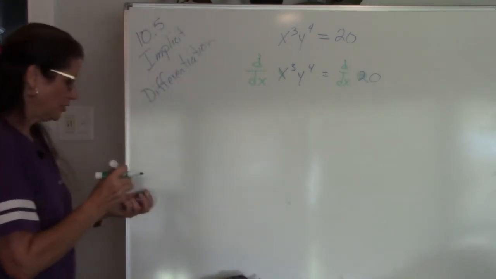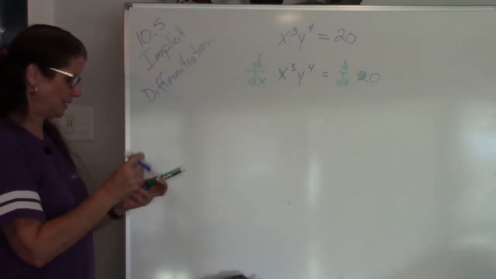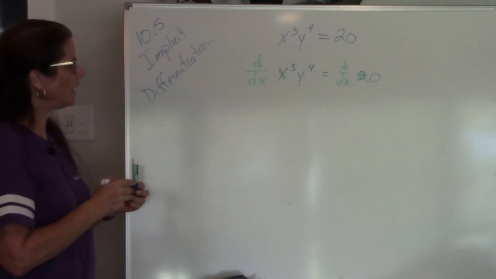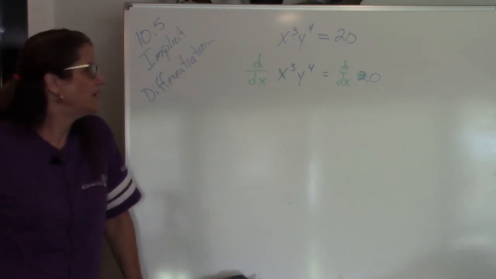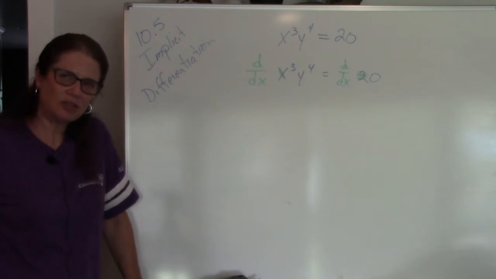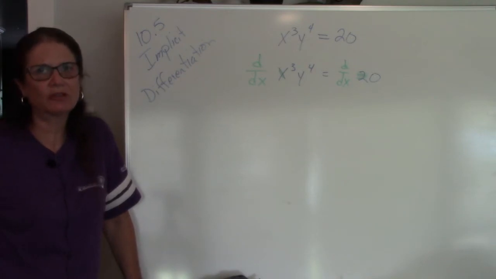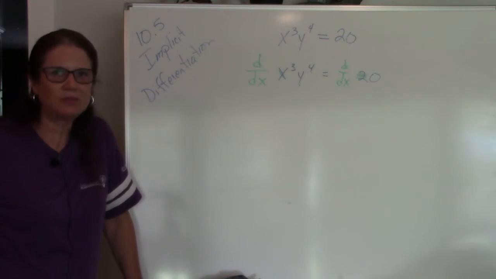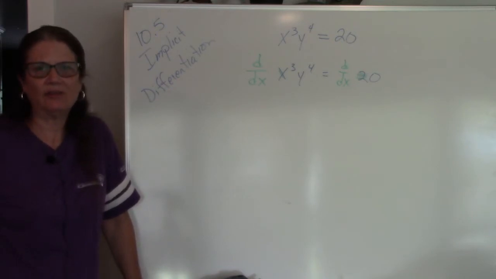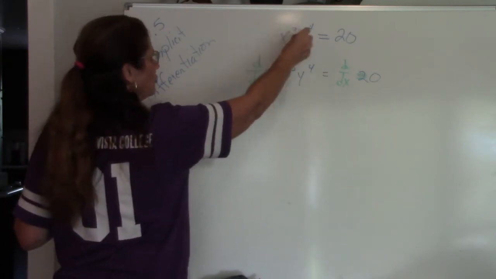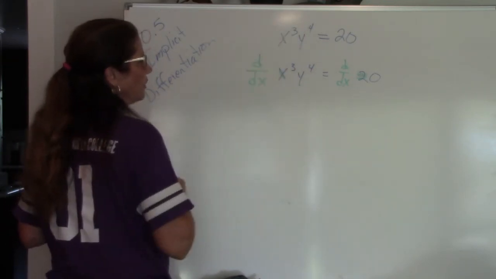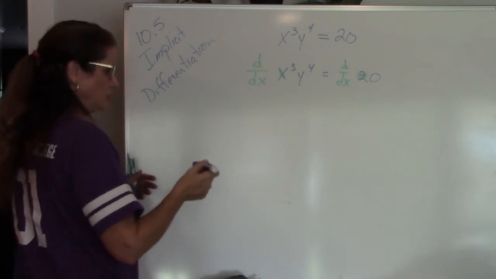Okay, so here's where it gets a little sticky. When you look at x cubed y to the fourth, what you see is a product: x cubed times y to the fourth. They're two different things. I can't mash them together, and I can't get out of it. So I have to use the product rule. Anytime you have two different variables that are multiplied together, you're going to use the product rule.